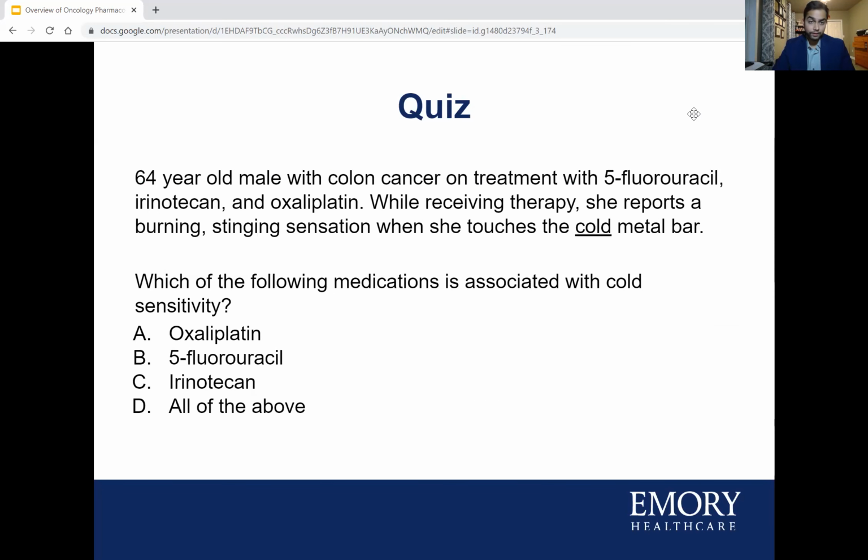So here we come to our first quiz question. We have a 64-year-old male with colon cancer on treatment with 5-fluorouracil, irinotecan, and oxaliplatin. While receiving therapy, she reports a burning, stinging sensation when she touches the cold metal bar.